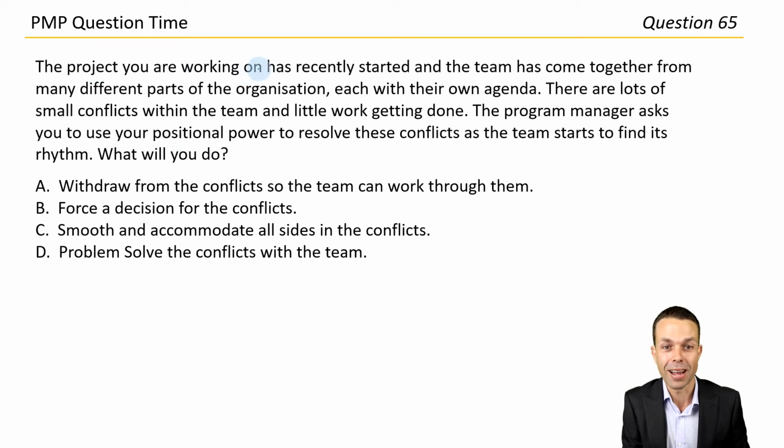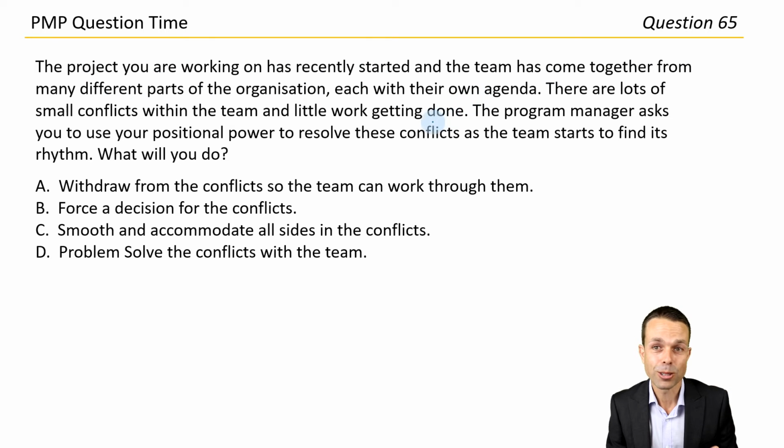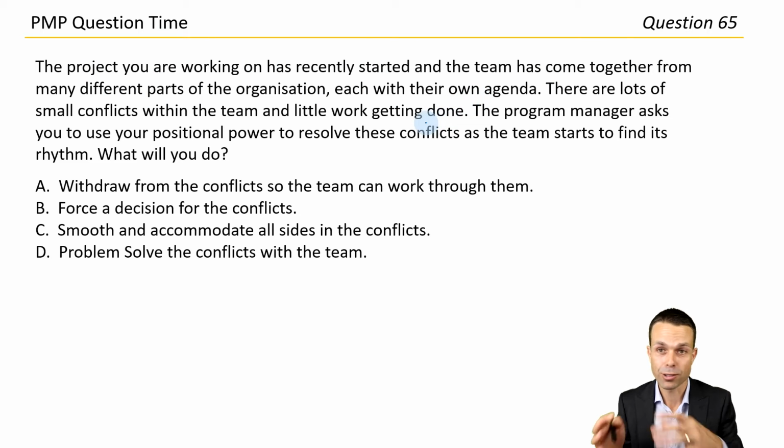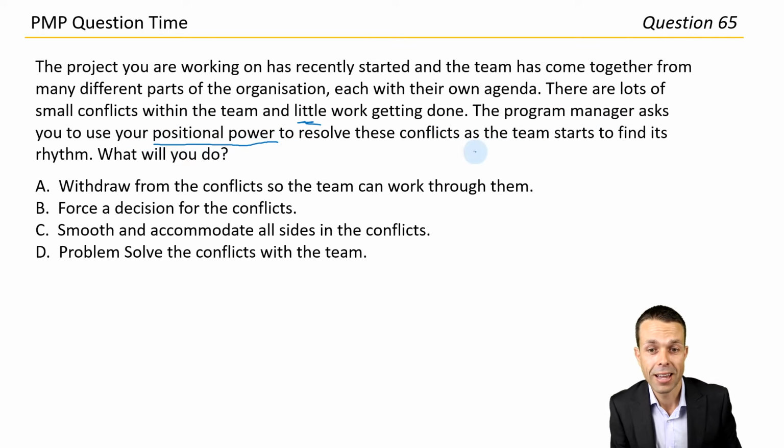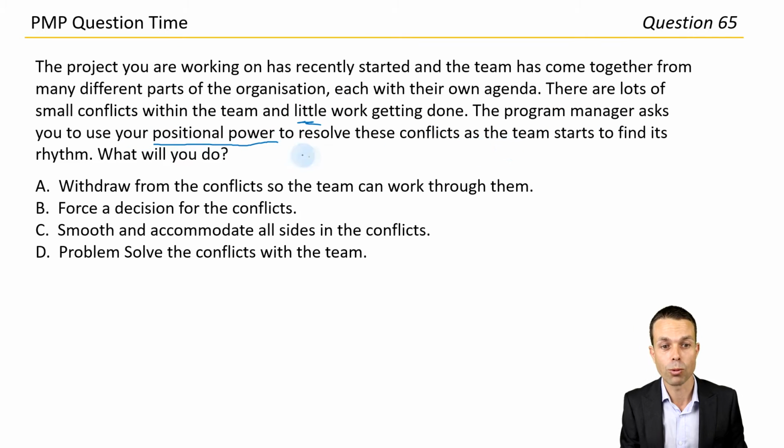The project you're working on has recently started and the team has come together from many different parts of the organization, each with their own agenda. And you know what, you'll see this happen in the real world as well. So you'll have lots of different people coming together because projects bring different people together. Each of them have their own ideas, each of them have their own ways of working. That's why projects are so difficult and you need real methodology to work with it and deal with it. So there are lots of small conflicts in the team and there's little work getting done. The program manager asks you to use your positional power to resolve these conflicts as the team starts to find its rhythm. What will you do?